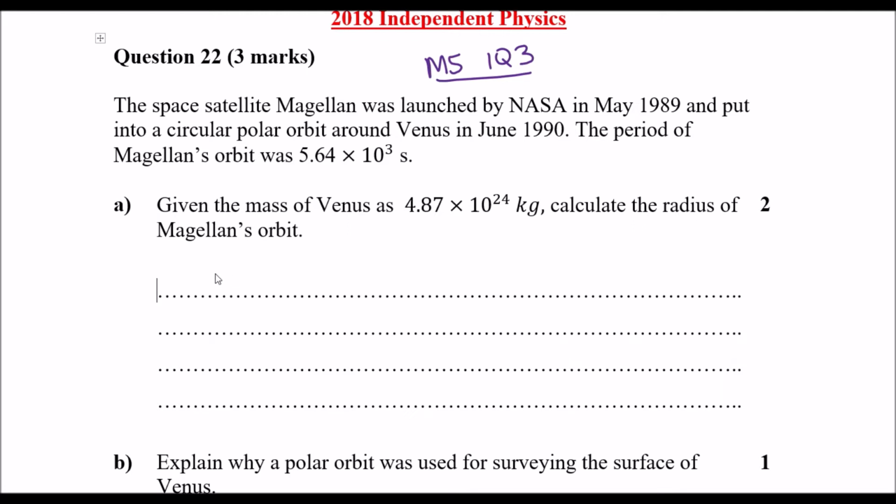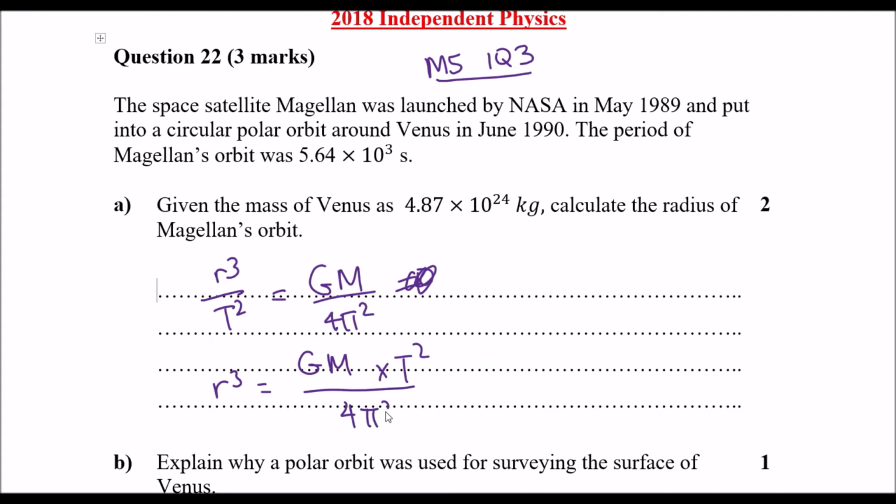So we are using Kepler's law. R is what we want to try and find. So what we'll get is, we'll do our substitutes down here. So it's r cubed equals to GM times T squared over 4 pi squared, and then cube root this over.